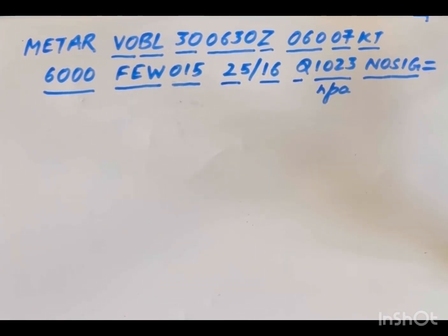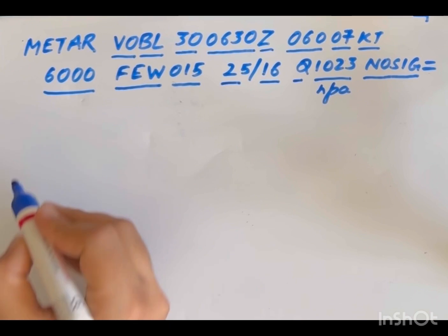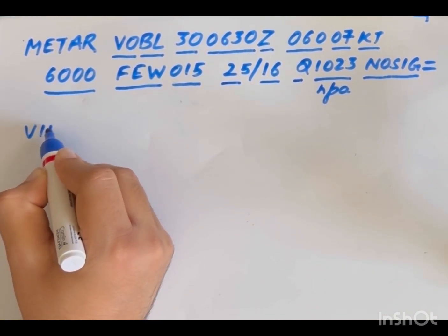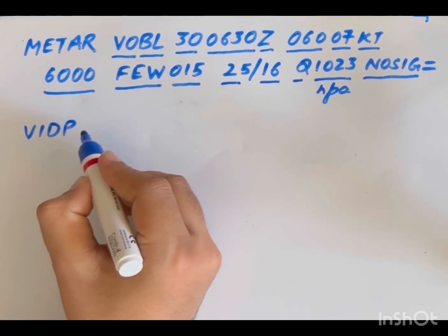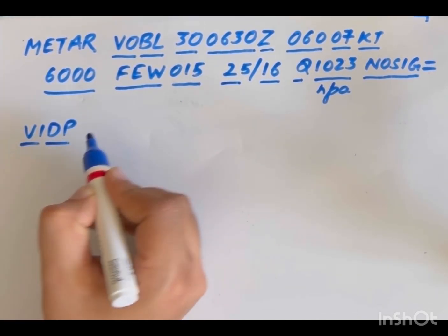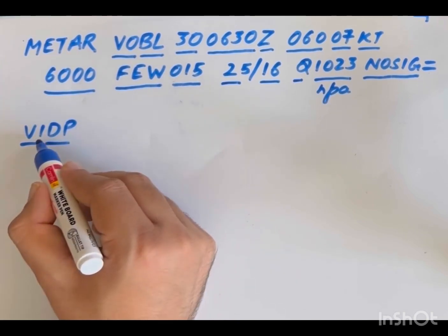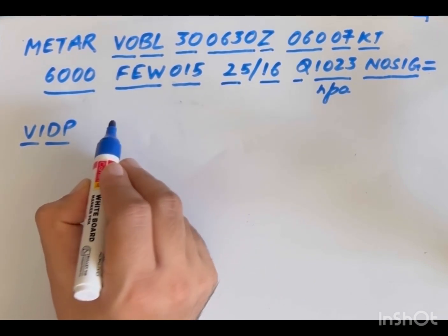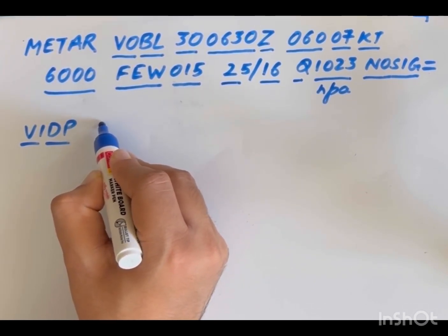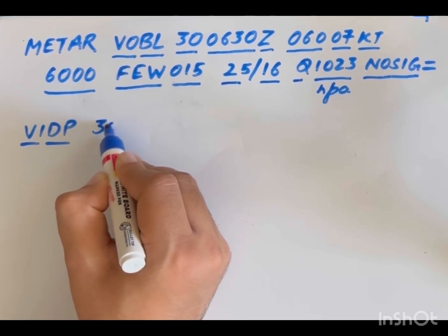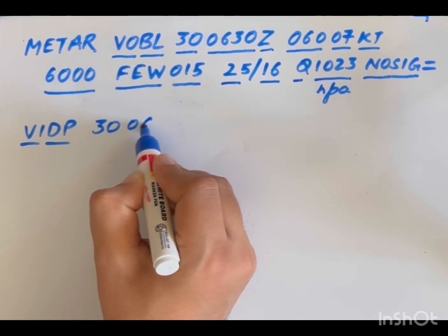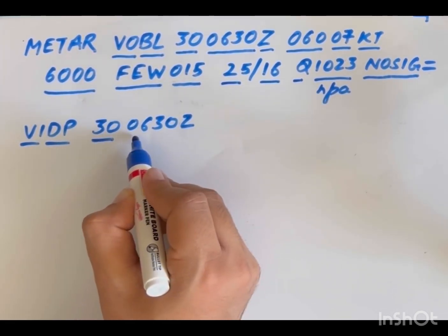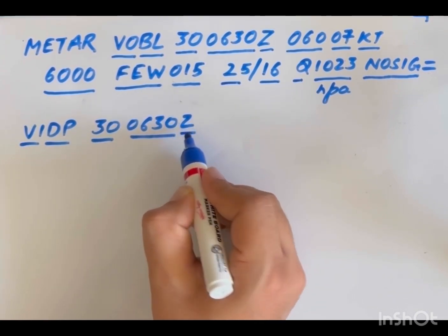Now we get the second METAR, which is for Delhi. So I will write it down, then we will decode it. The second METAR is written as VIDP, which is basically the ICAO identifier for Delhi. VI means the Delhi FIR and DP is the short form for Delhi airfield. The next part is written as 300630 Zulu. So on the 30th at 0630 Zulu.